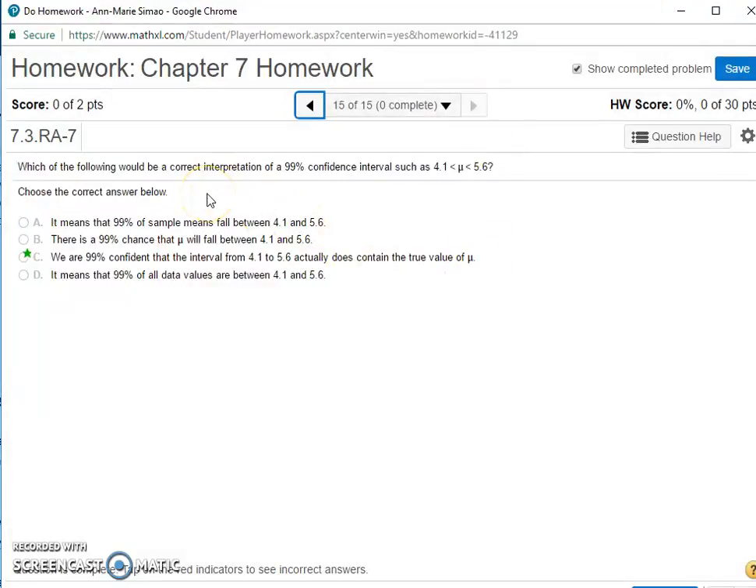And which of the following would be a correct interpretation of a 99% confidence interval, such as mu is between 4 1/10 and 5 6/10? We are 99% confident that the interval from 4 1/10 to 5 6/10 actually does contain the true value of mu, our mean. So this is going to be our chapter 7.